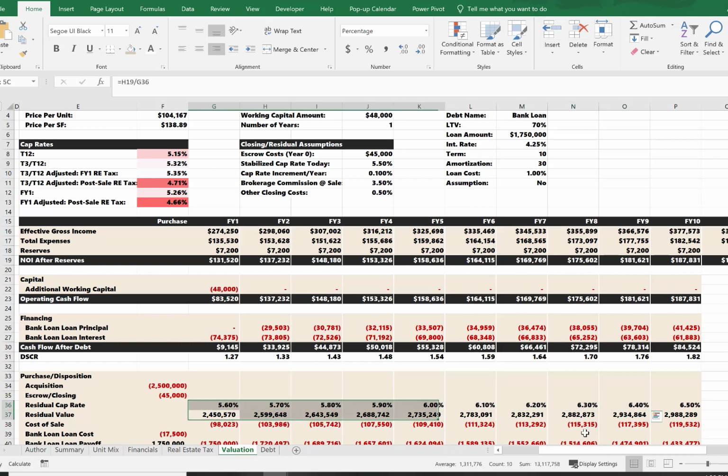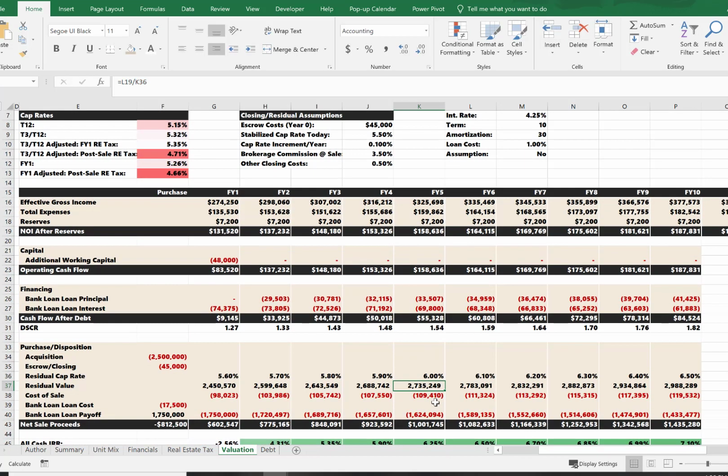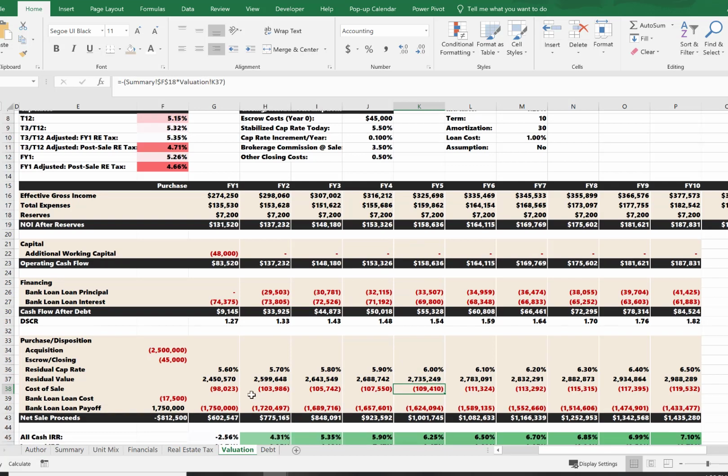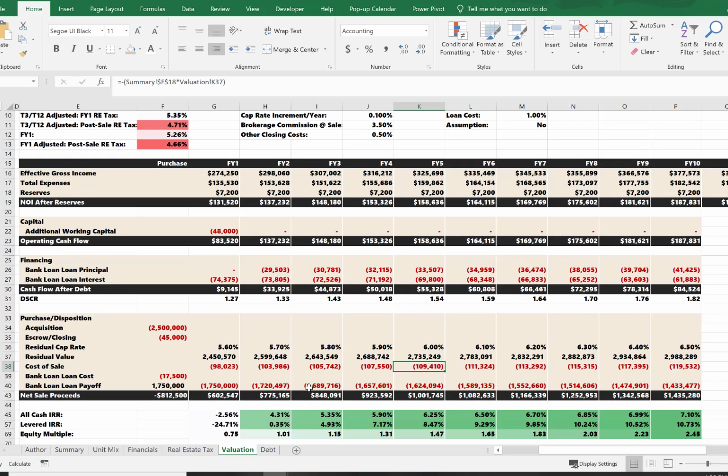So for example, the residual value in year 5 is taking the NOI year 6, dividing it by the 6% residual cap. And then we determined all of our closing costs, which is this brokerage commission and other closing costs, which is this negative 109,000 would be the 4% times the residual value. And then our loan is being tracked as well. And that loan pay down will determine the proceeds at sale.